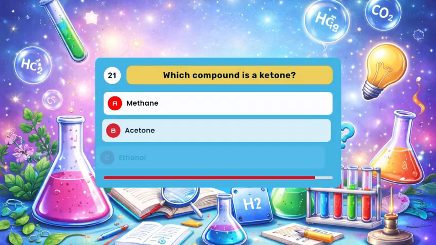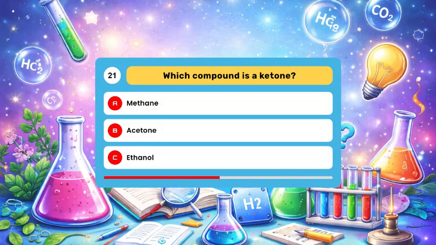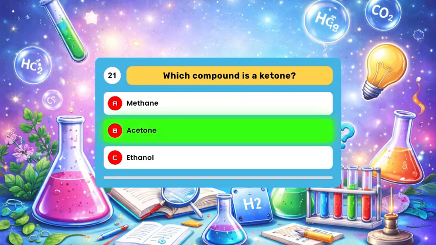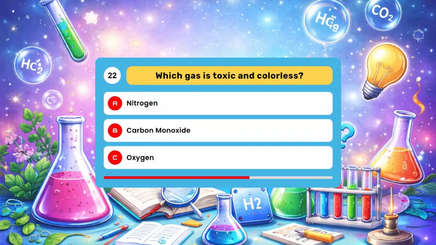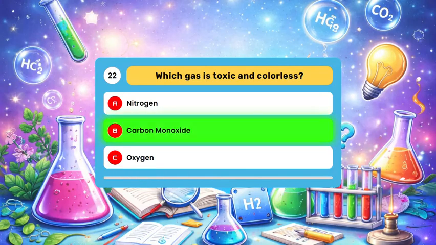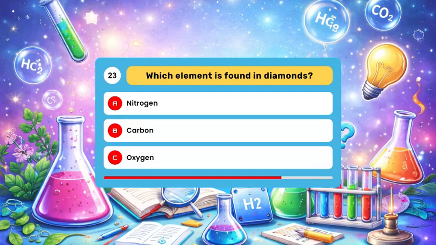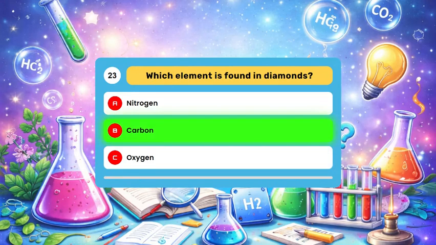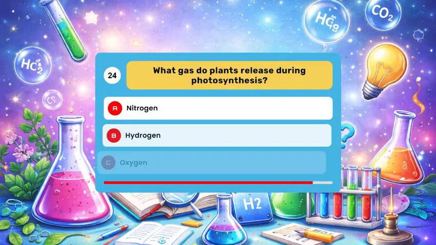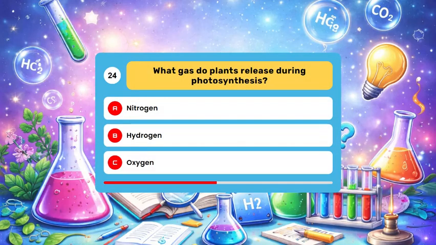NH3. Which compound is a ketone? Acetone. Which gas is toxic and colorless? Carbon monoxide. Which element is found in diamonds? Carbon. What gas do plants release during photosynthesis?